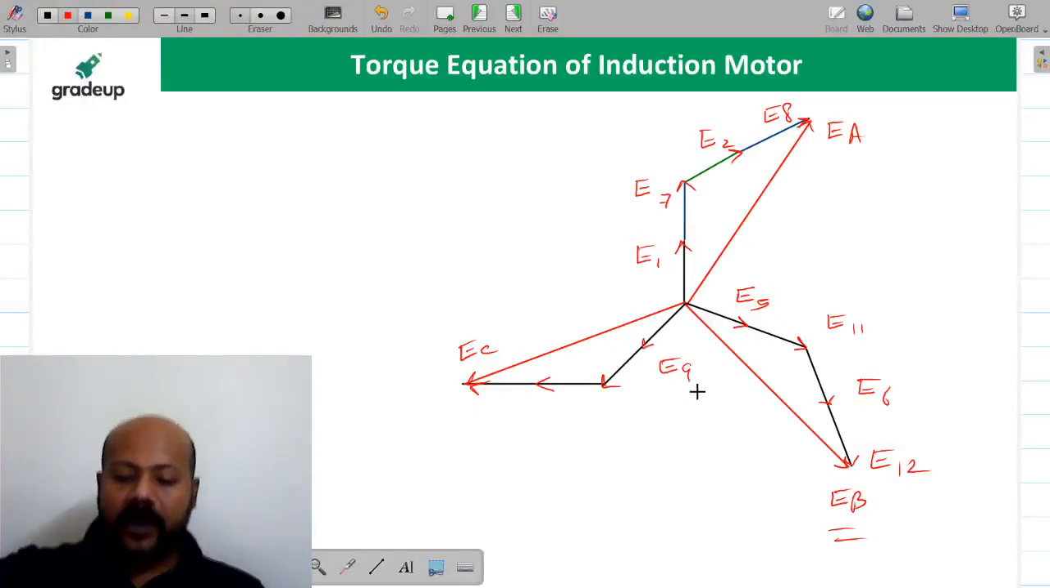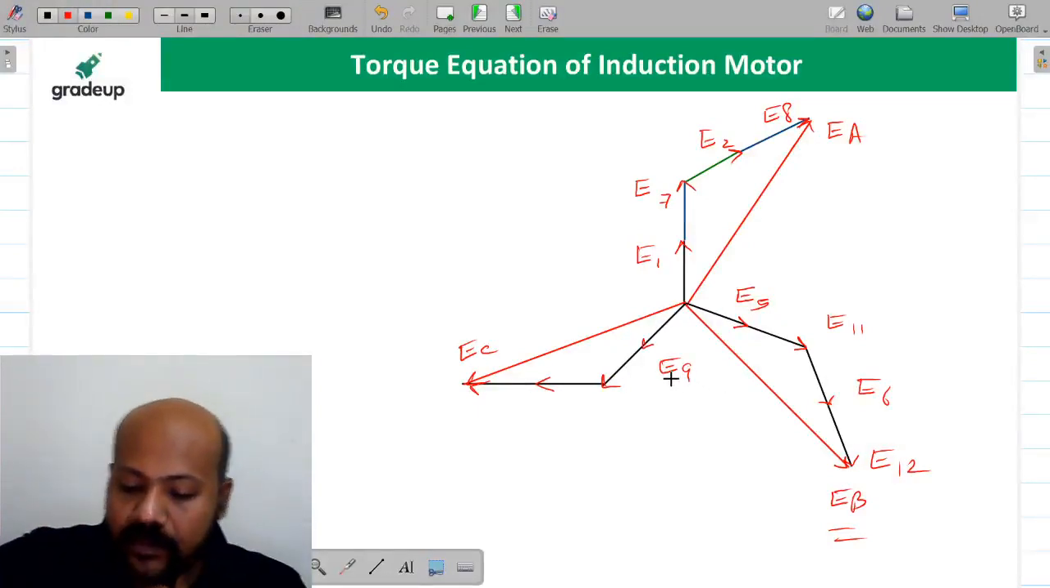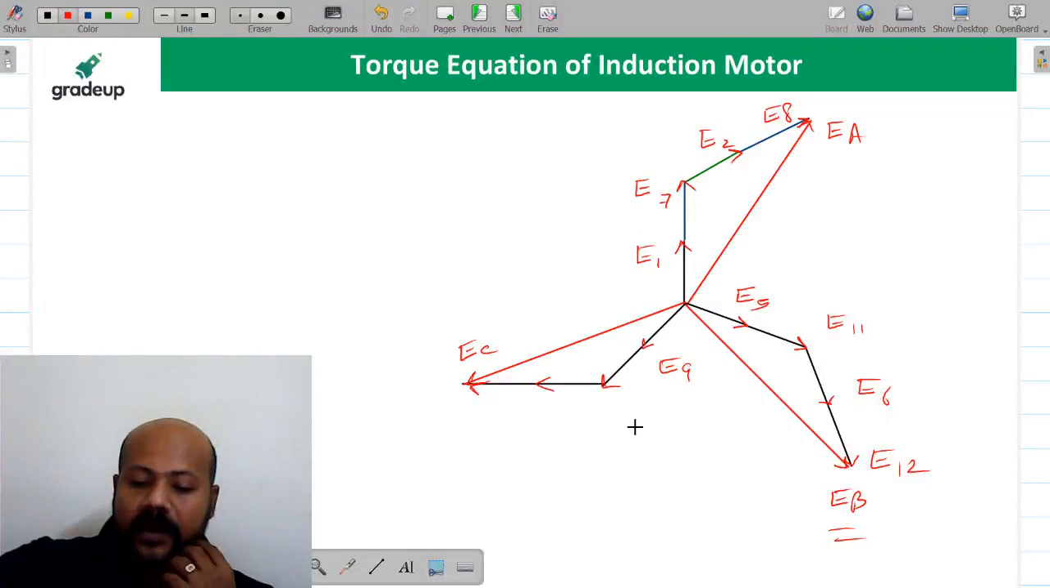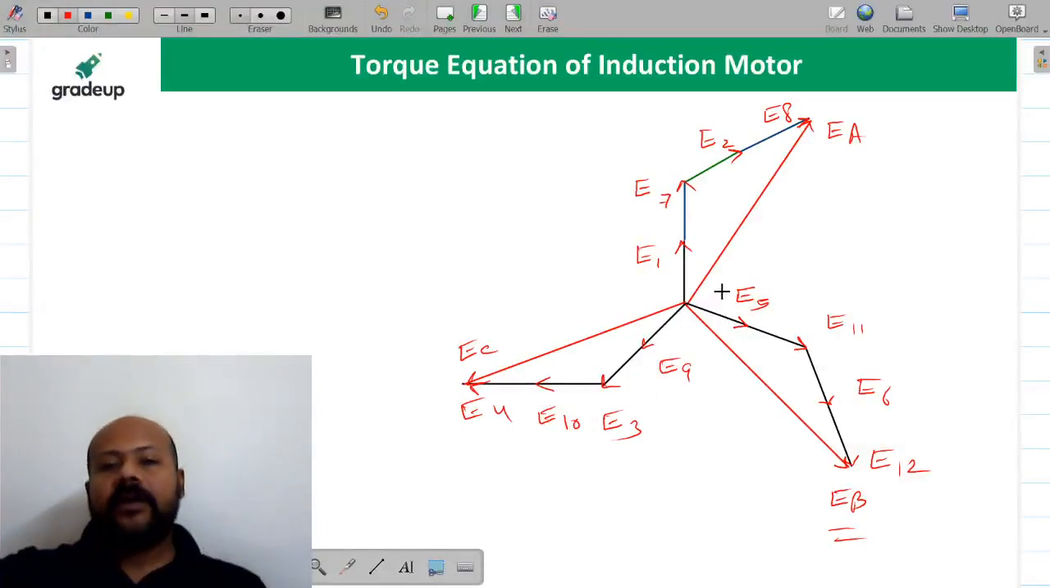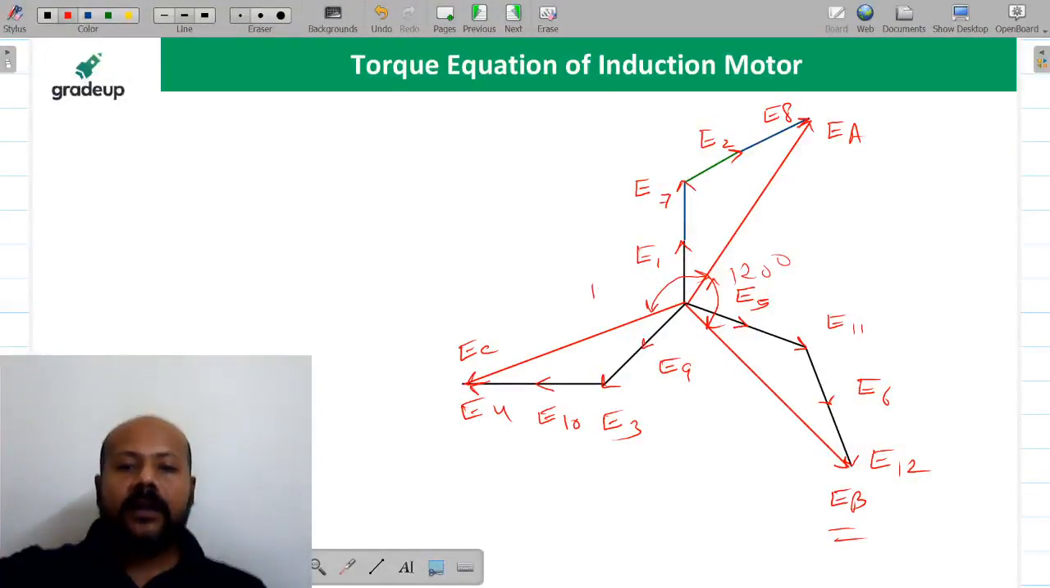So it is going to be E9 and E3, and this is going to be E10, and this is going to be E4. All these are going to have 120 degree phase displacement. That is the overall idea. Now I want to draw your attention.